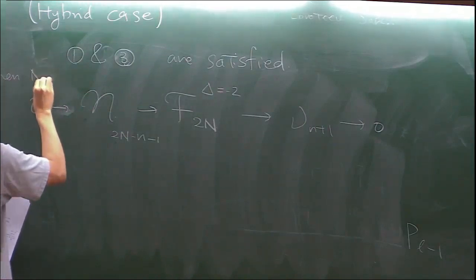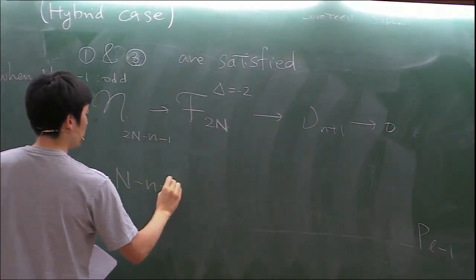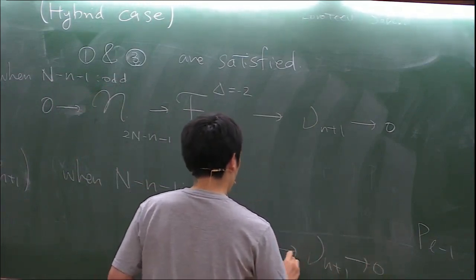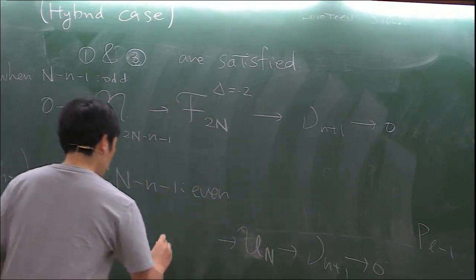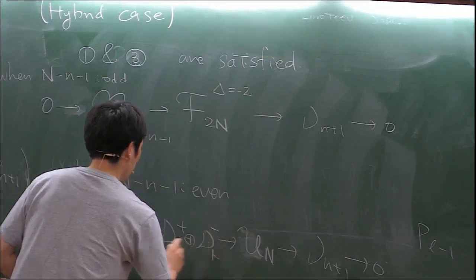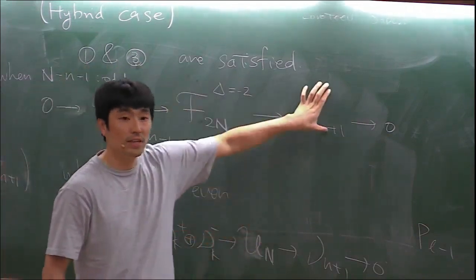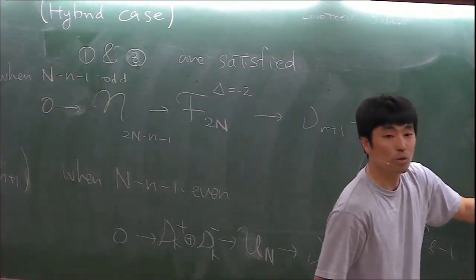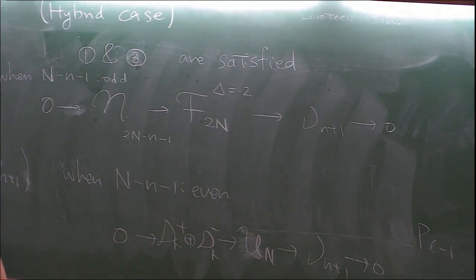When n minus 1 is odd, and also when capital N minus small n minus 1 is even, another short exact sequence appears. B_{n+1} goes to 0. And U_n and D_k^+, D_k^- appear. So this 1 plus 3 guarantees the existence of F and U and B. However, when two conditions are satisfied, it turns out that 1 plus 3 actually implies 2, up to some involution, which I'm going to suppress. So therefore, two short exact sequences appear when 1 and 3 are satisfied.